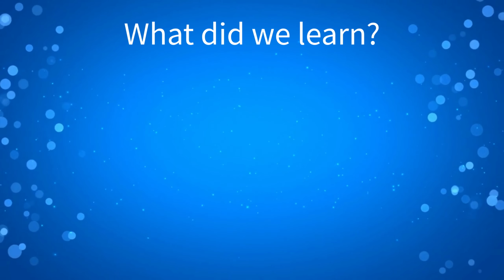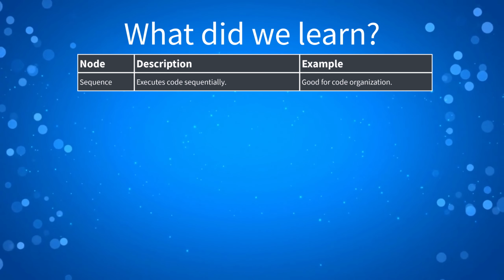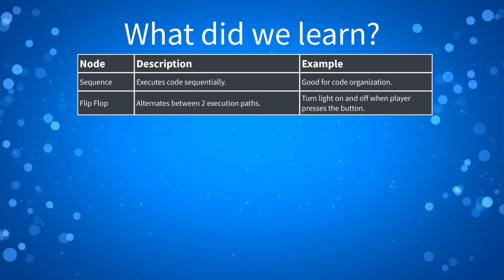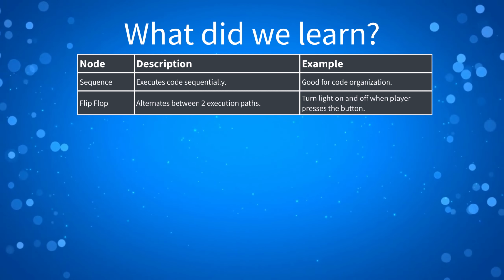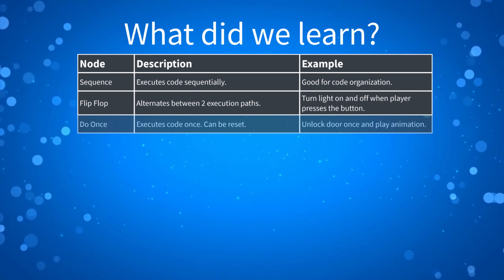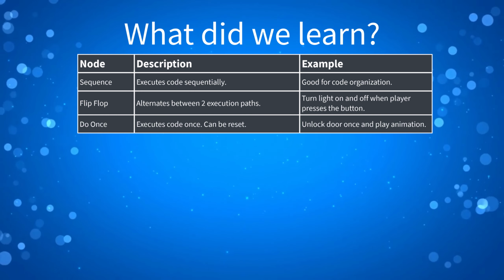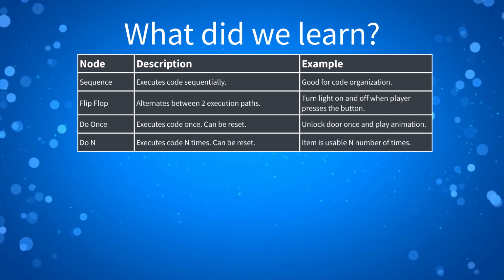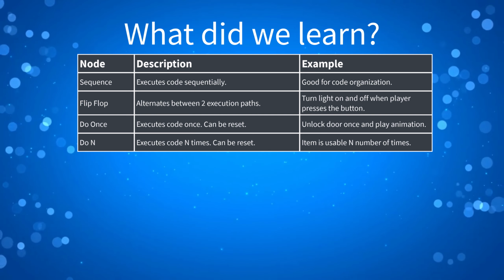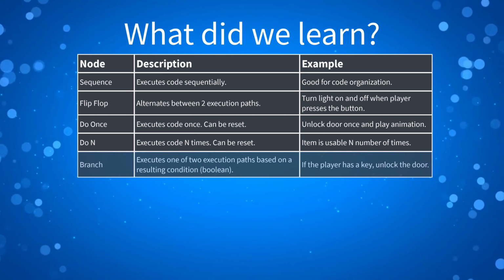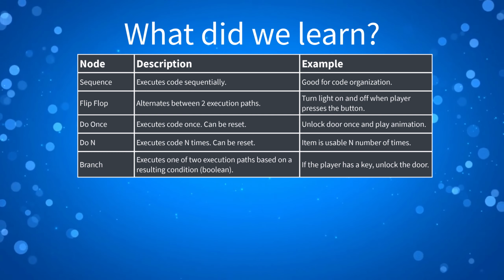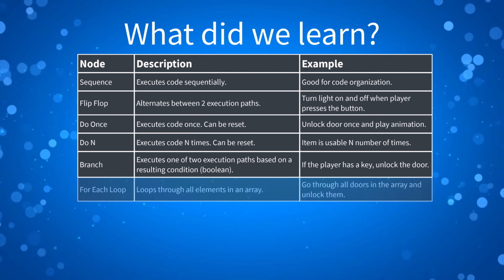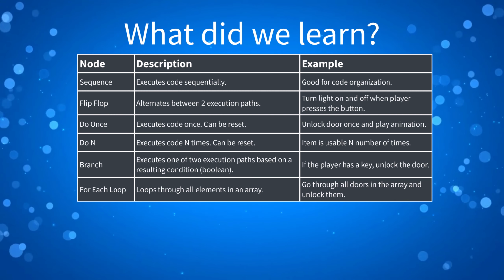Let's do a quick recap. We learned about the sequence node and how it executes code sequentially. We learned about the flip-flop node and how it alternates between two execution paths indefinitely. We learned about the do once node, which executes code once and can be reset. We looked at the do n node, which executes code n number of times and can also be reset. We learned about the branch node and how it executes one of two execution paths based on a resulting condition, which is a Boolean. We learned about the for each loop, which loops through all elements in an array.